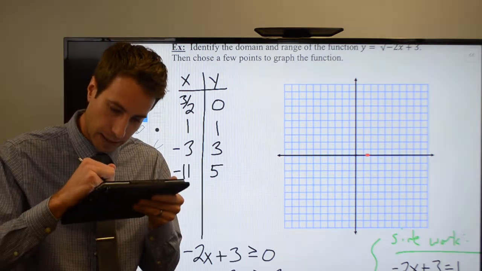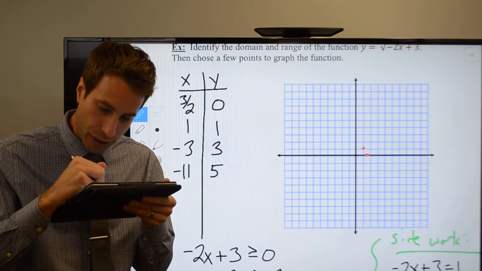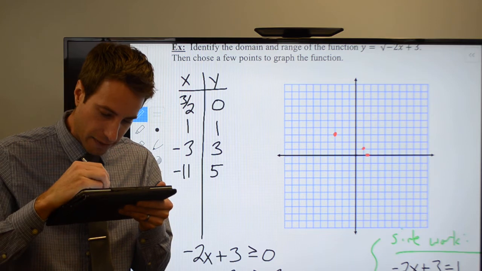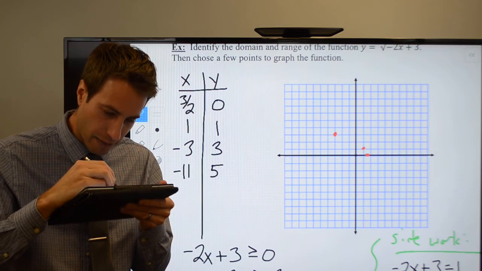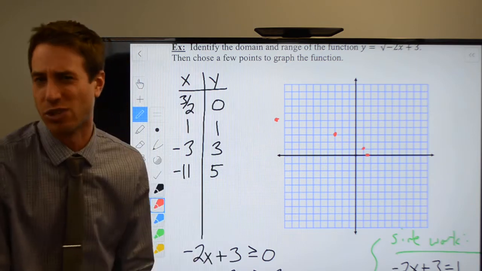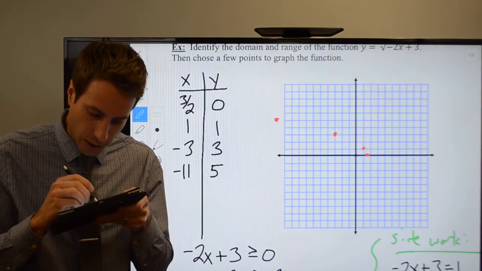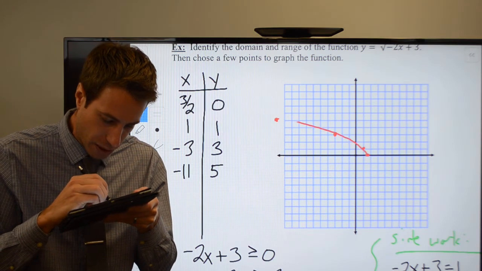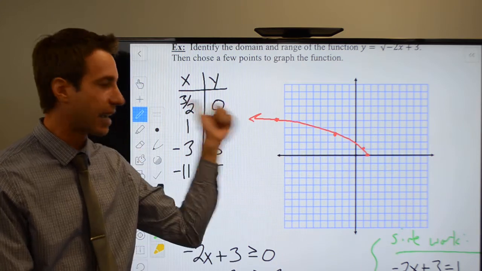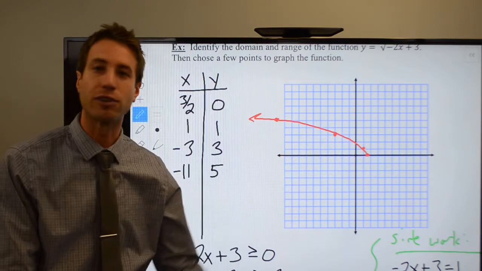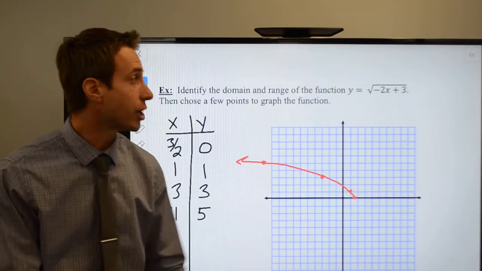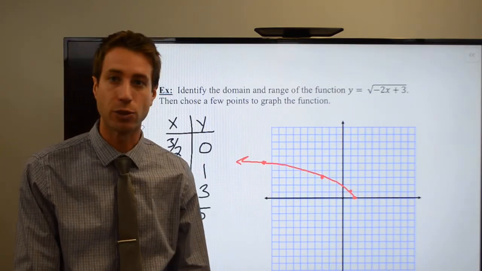1, 1. Oh, that's easy. Negative 3, 3. And negative 11, 5. Right about there-ish. It's just off my graph a little bit, but it's close enough. I can squeeze it in there. Connect those dots with a smooth curve. Make sure you put an arrow on the end that just keeps going off to infinity. That's my starting point. That guy just keeps going, and you have graphed the function y equals the square root of negative 2x plus 3.